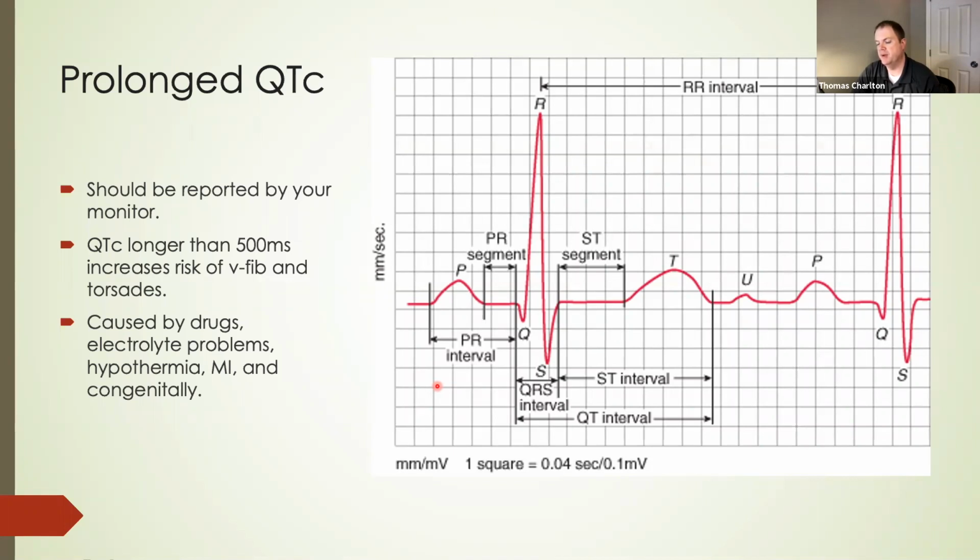But the one that we really worry about is the congenital one. Congenitally prolonged QTC patients have a fault within their potassium and sodium channels, okay? And so as a result, their heart cannot repolarize the way it is supposed to.